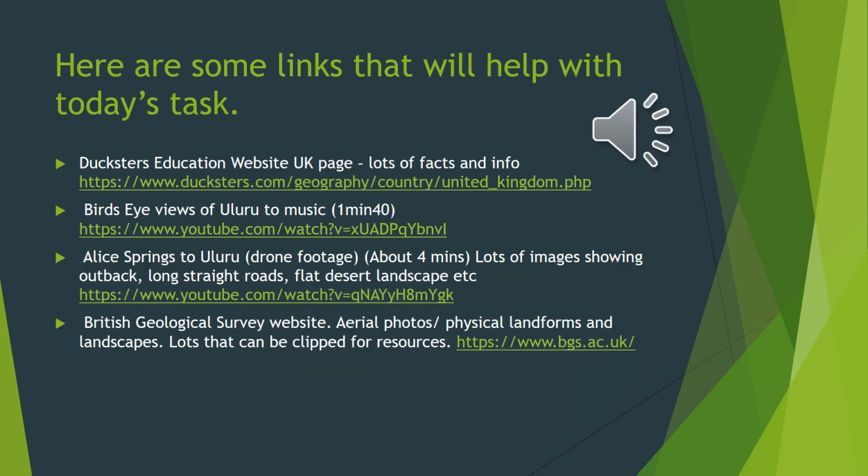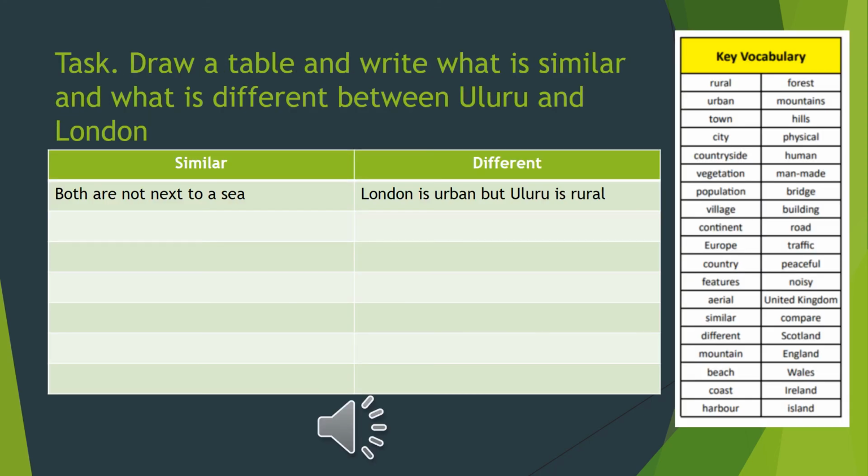Here are some links that will help you with today's task. Look back at the pictures of Uluru and London. Complete the table and write what is similar about them and what things are different. I've said that similar, they are both not next to a sea, and the difference is London is urban, but Uluru is rural.